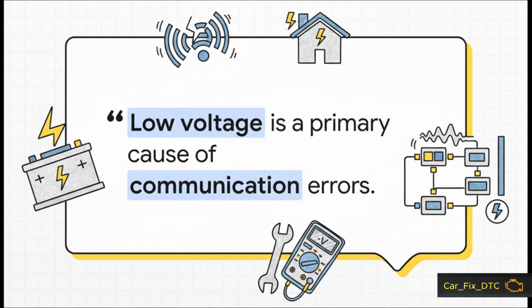And this really hammers the point home. Low voltage is a massive cause of these kinds of communication errors. So before you do anything else, check your battery. Think about it. Your modern car is basically a rolling computer network. Just like your Wi-Fi at home gets all flaky when the power flickers, your car's modules can't talk if the voltage isn't stable. A quick battery test could save you a world of time and trouble.